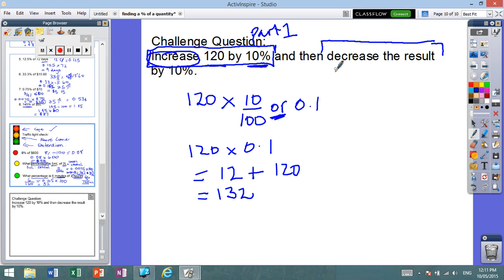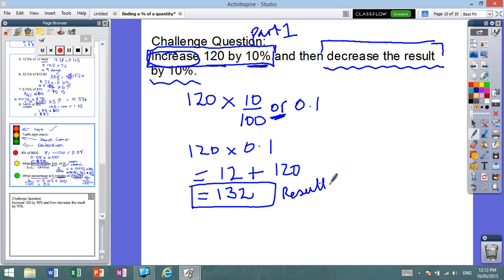Now the second half of this says decrease the result. Here is our result, okay, from our first half, the result. There it is. 132 is the number that we need to be working with. And we need to decrease the result by 10%. So we're now using this number, 132, and we need to decrease it by 10%, but we have to work out what 10% of 132 is. So how do we do that? We go 132 times 0.1. We already know what 10% is because we used it up here.